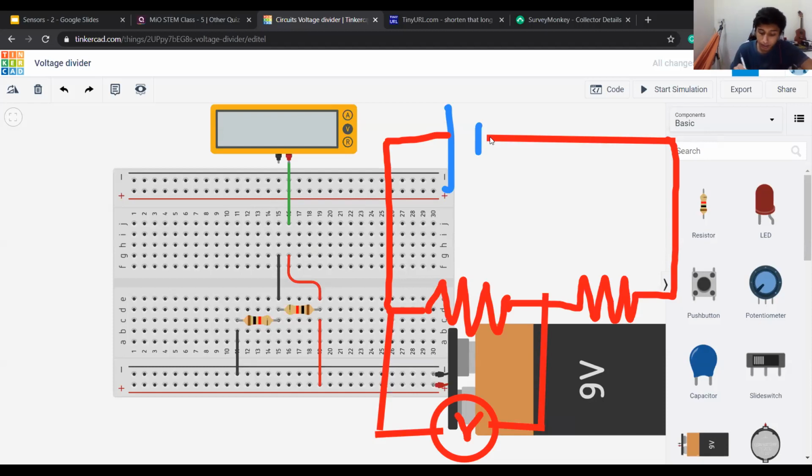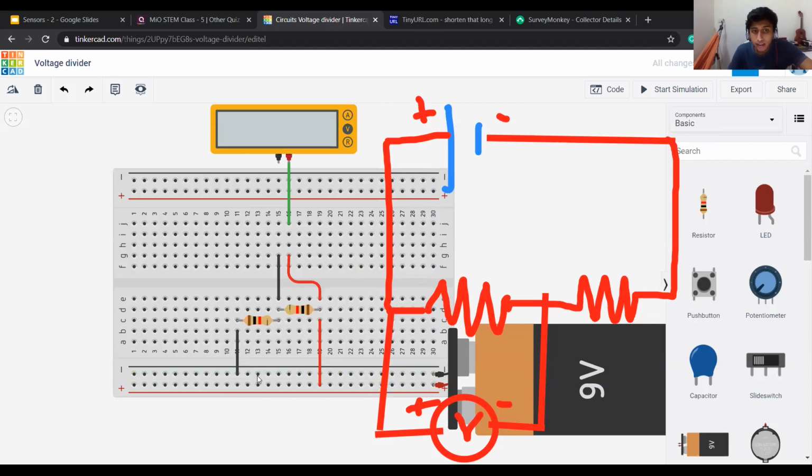Right, so this is what your diagram looks like. This is the positive of the battery, this is the negative. This is the positive of the voltmeter, this is the negative of the voltmeter. Okay, so first we connected the positive of the battery here. Look at this, the whole rail becomes positive, right? Because that's how a breadboard works.